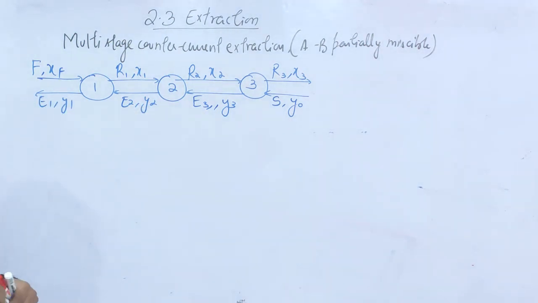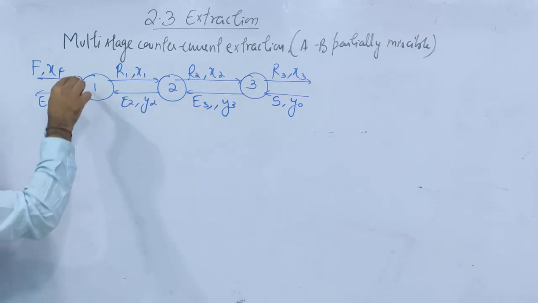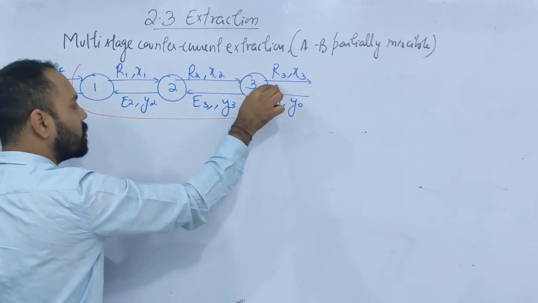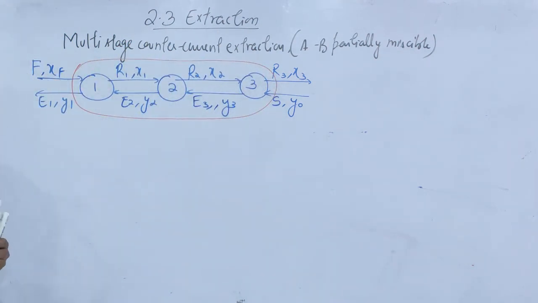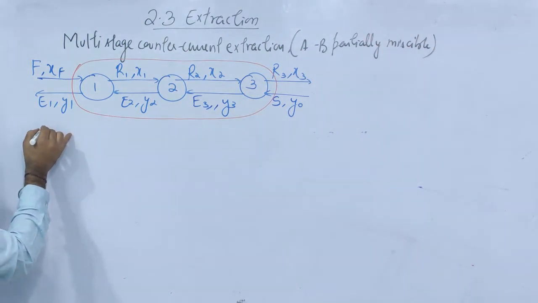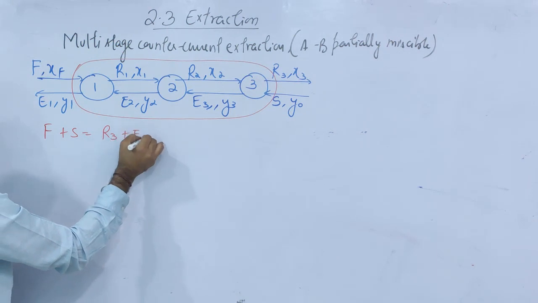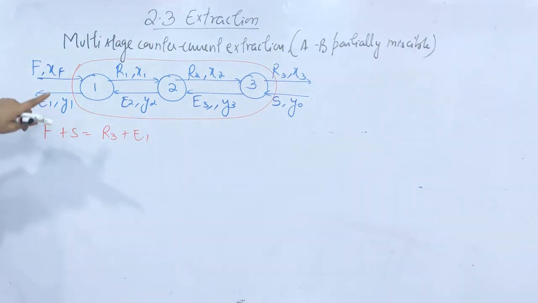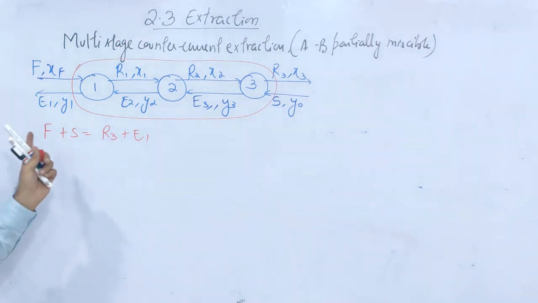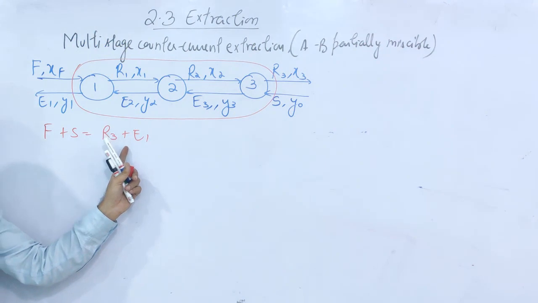Okay. Now, you can understand that we can use the concept of total mass balance for the entire set of stages here. Fine. So, can you write this as F plus S is equal to R3 plus E1. Definitely, the total which is entering and the total which is leaving must be the same.